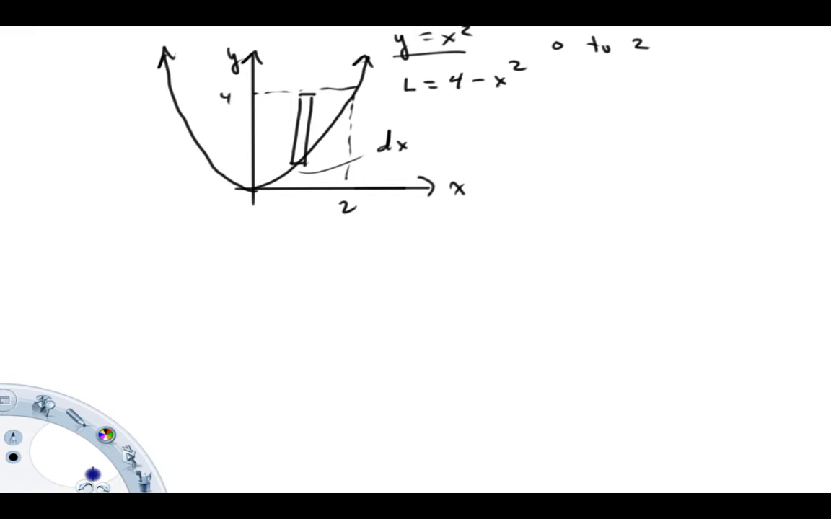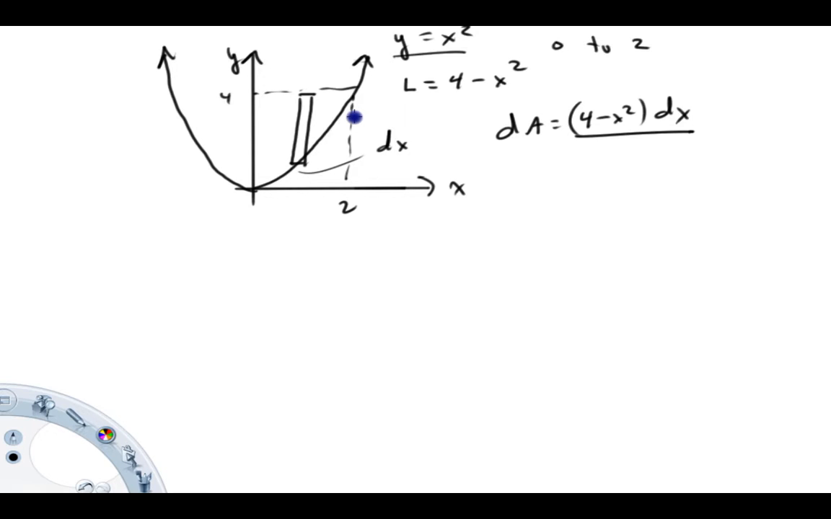Now, the area of that rectangle, that'd be this stuff right here, is a differential area. I'm going to write that down. It's going to equal the length of the rectangle, 4 minus x squared, times its width, dx. So this product gives me a generic formula for the area of any rectangle anywhere in this region.